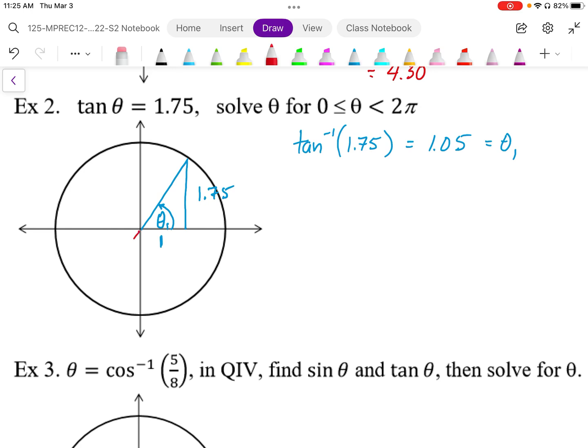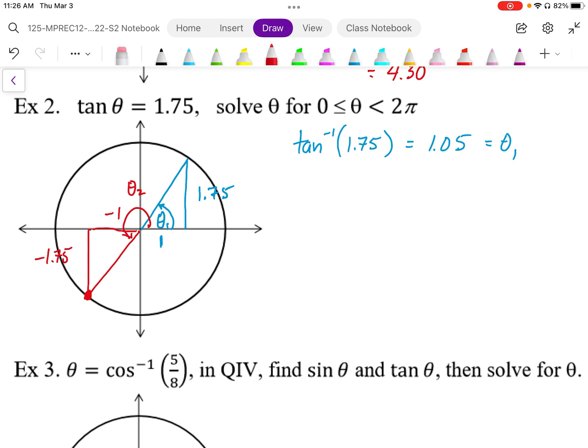But if we go around the full circle, that line still has the same slope, but it locates a different position. This position is going to be given by negative 1 left and negative 1.75 down. That's still the same tan ratio, it's still the same slope, but I'm in a different location. And there's a different angle that locates that position, and I'm going to call that theta 2.